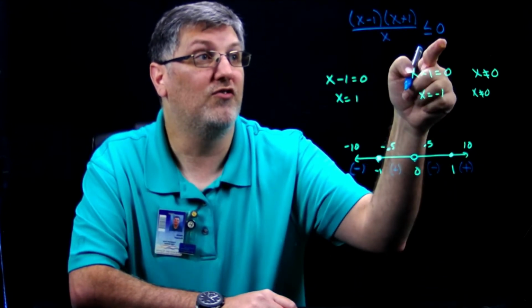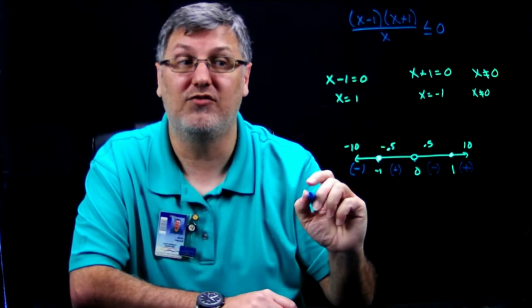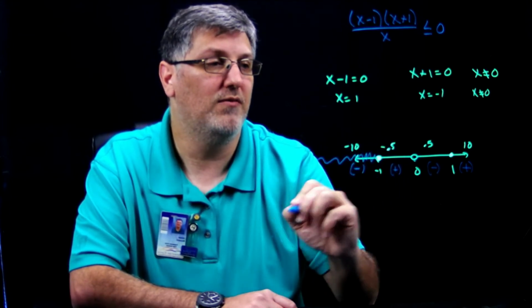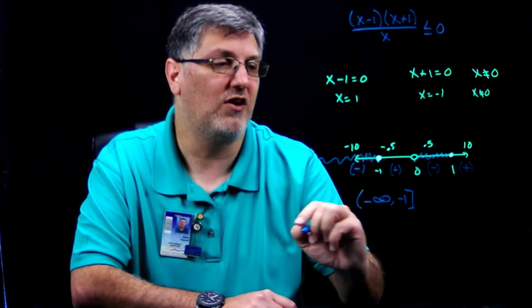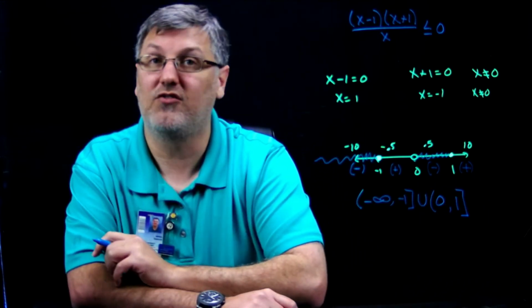Now, all I do is look at the signs. I'm looking for less than, so I'm looking for my negative signs. So I know my answer needs to be from here and then from here. Therefore, the way I write my answer, I'm going to come from negative infinity all the way up to negative 1. I touch it because of the solid dot. I'm going to skip over, and I can't touch 0 because I can never divide by 0. Then from 0, I'm going to go up to 1, and I can touch 1, and there is my answer.